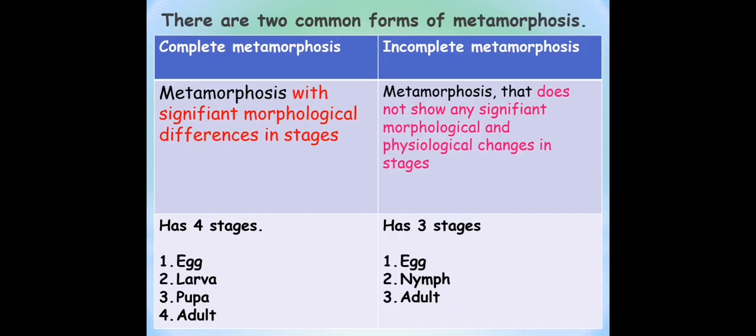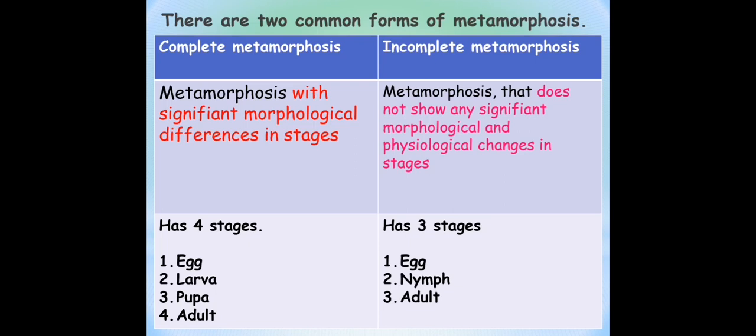There are two common forms of metamorphosis: complete metamorphosis and incomplete metamorphosis. Complete metamorphosis is metamorphosis with significant morphological differences between stages. Incomplete metamorphosis does not show any significant morphological and physiological changes in stages. A complete metamorphosis has four stages: egg, larva, pupa, and adult. But incomplete metamorphosis has three stages: egg, nymph, and adult.